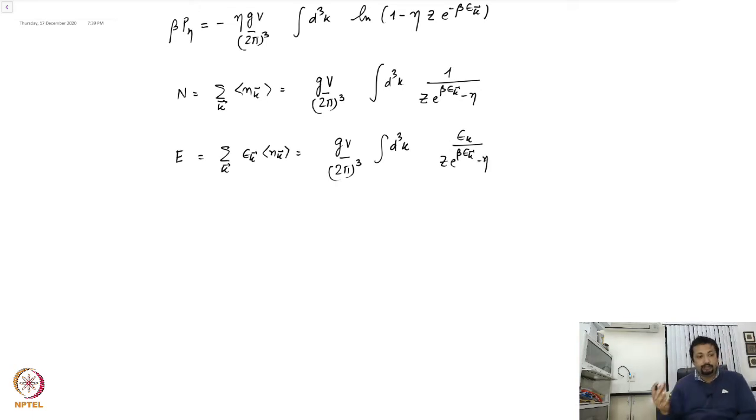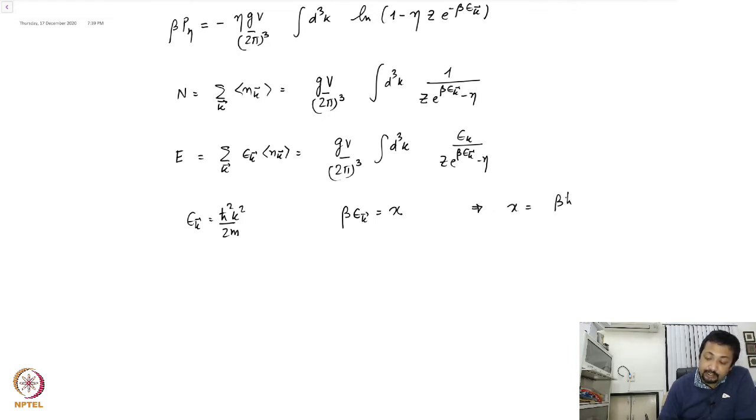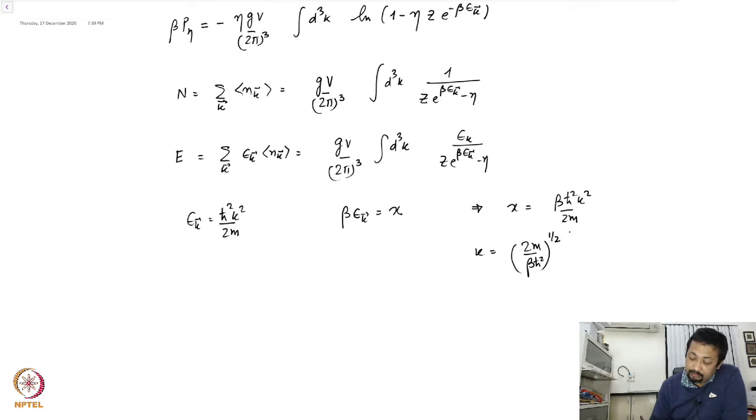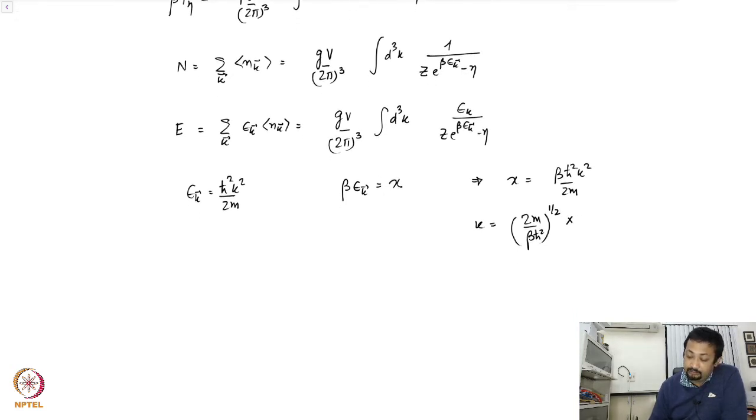Now we are looking at a free, non-interacting particle system, and therefore epsilon k is h bar square k square over 2m. So we redefine our variable as x, where x is beta h bar square k square over 2m, so that k is 2m over beta h bar square, to the power half, times x to the power half, and dk becomes 2m over beta h bar square raised to the power half, dx over x to the power half, with a factor of half.